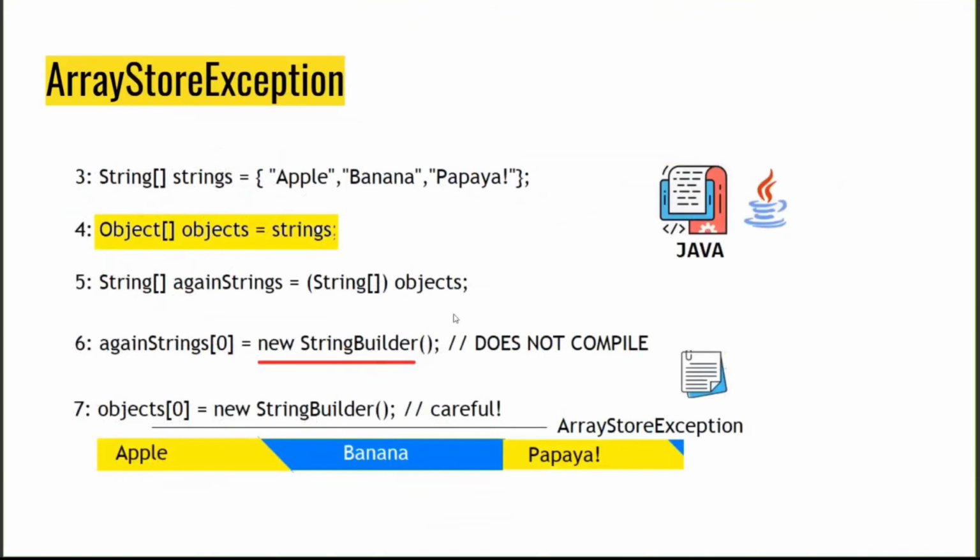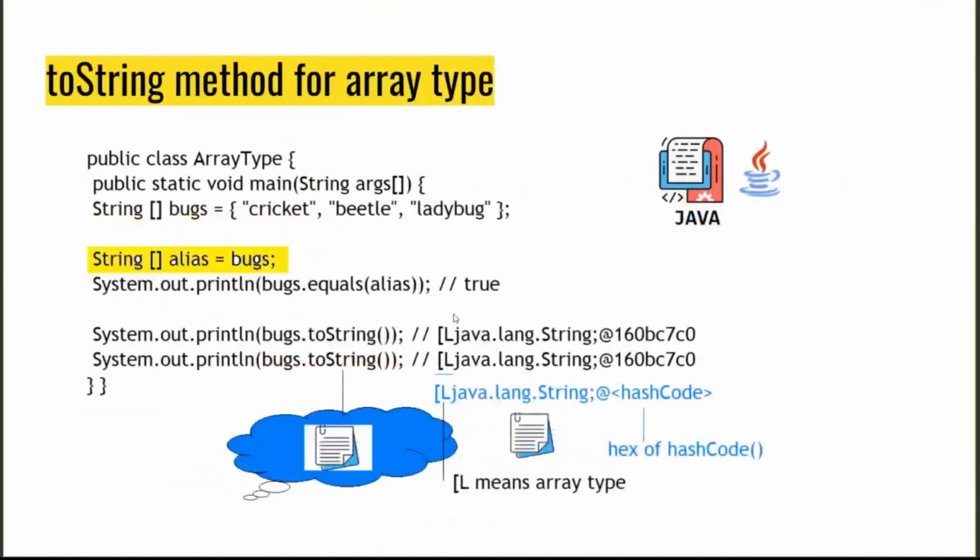This is another example of array exceptions, which we did already. So guys, this is important. There would be a question in the interview, in the exam in OCA, from this. So we have to understand the toString method for array type.